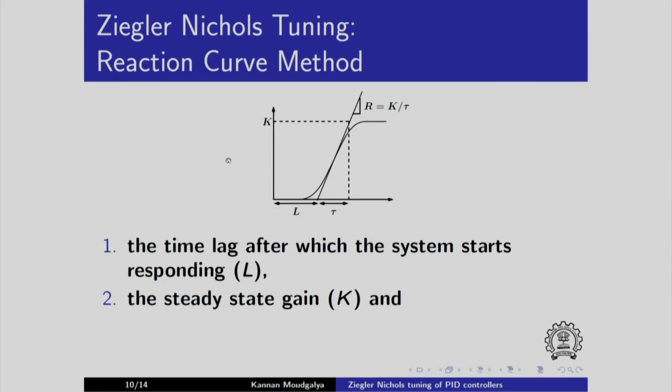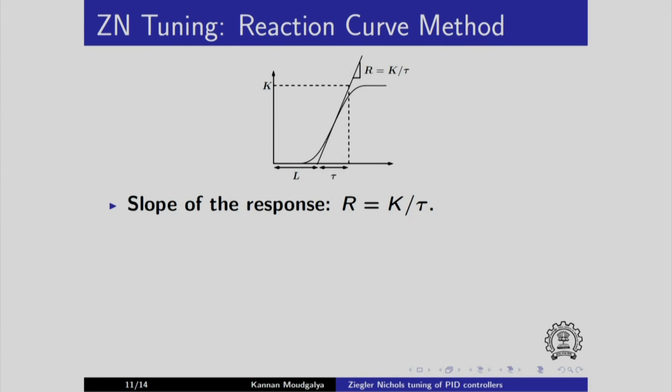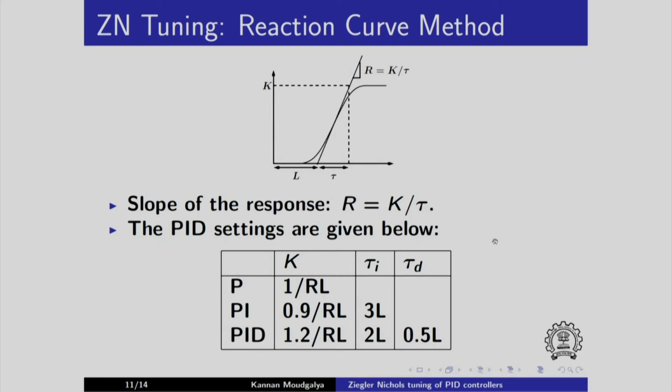Remember, we give a unit step input, so K is the steady state gain, and tau is the time the output takes to reach the steady state after it starts responding. It takes tau units of time to reach the steady state after it starts responding. And as I mentioned earlier, calculate the slope of the response also. Then the PID settings are given below. They are all given here.